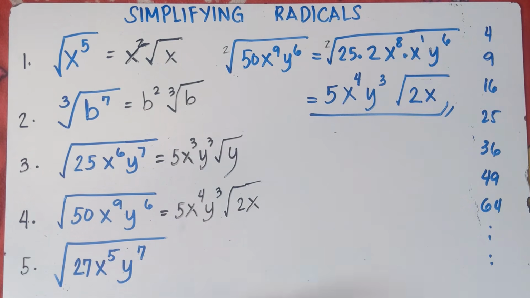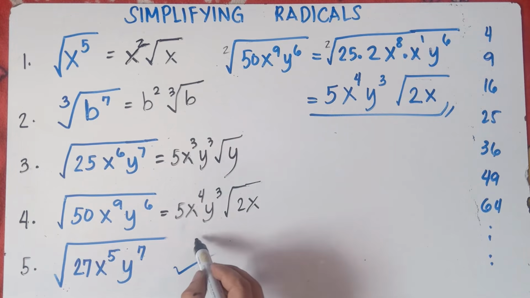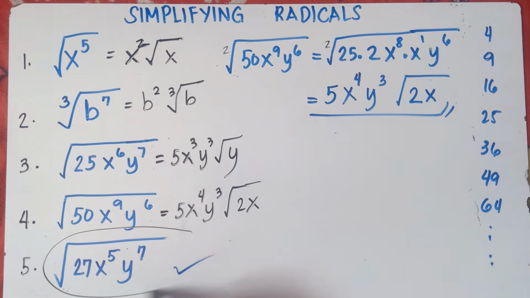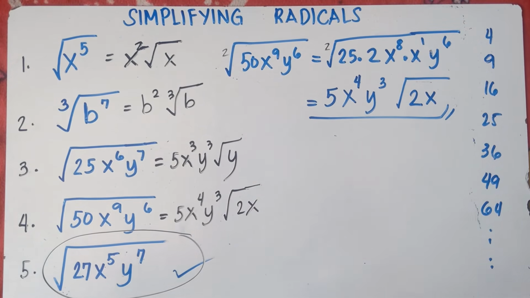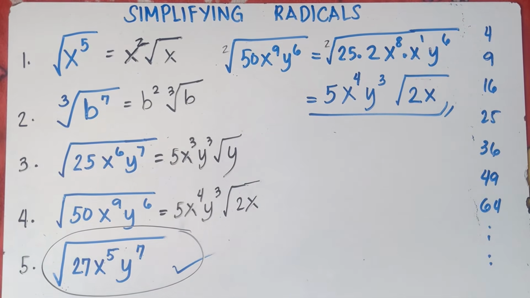Now you try this one, class, number 5, and then we will have another example. Put your answer in the comment section down below. The square root of 27, x raised to the power of 5, y raised to the power of 7. You try this one, class.